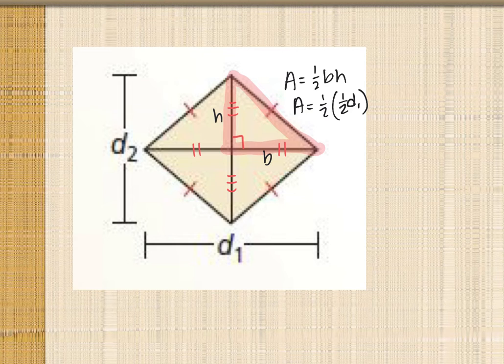How could we rewrite H? Jaden? 1/2 of D2. Very good. 1/2 of D2. Look at it for a second. Do you guys kind of understand what I'm doing? I'm just taking the full diagonal, dividing it by 2, that'll be my height. Taking the full diagonal, dividing it by 2, that'll be my base. You guys cool with that?